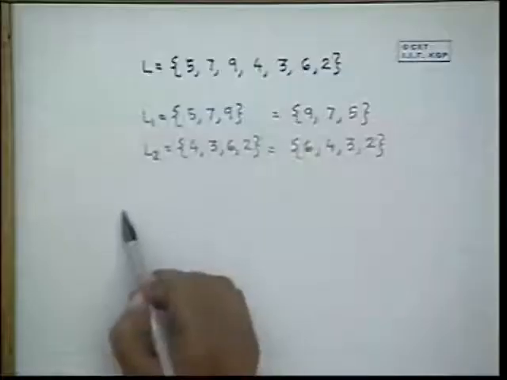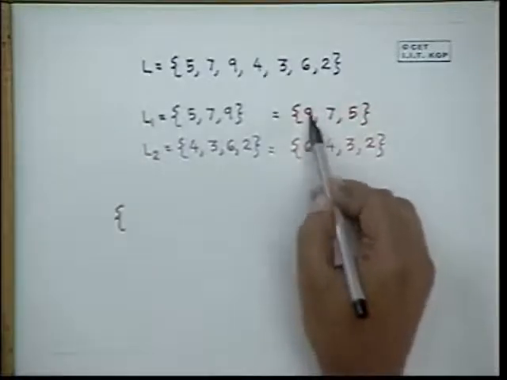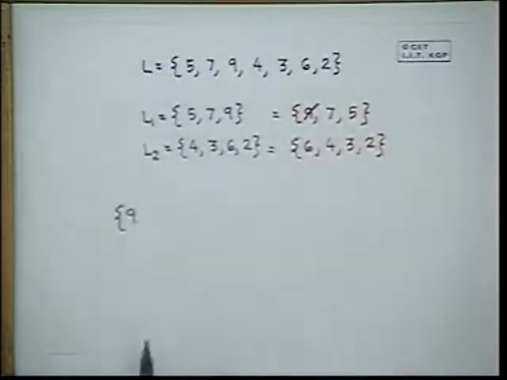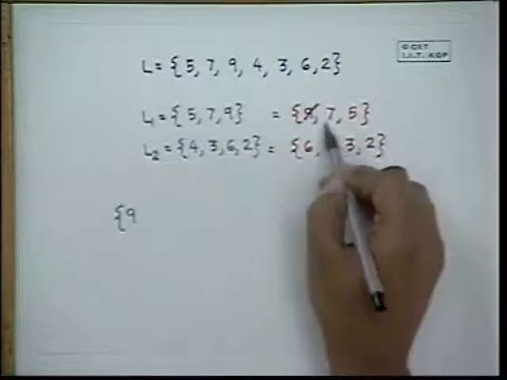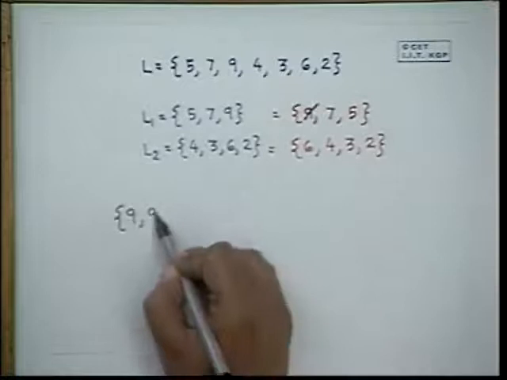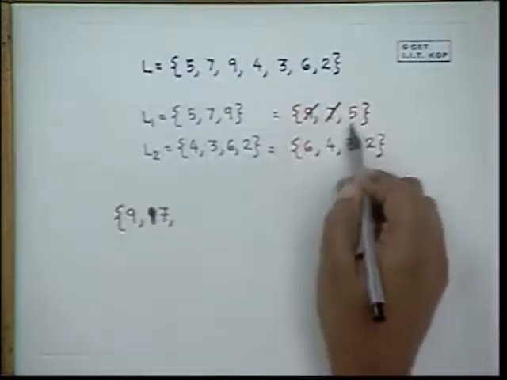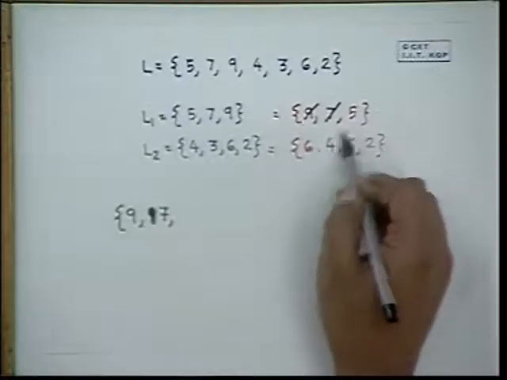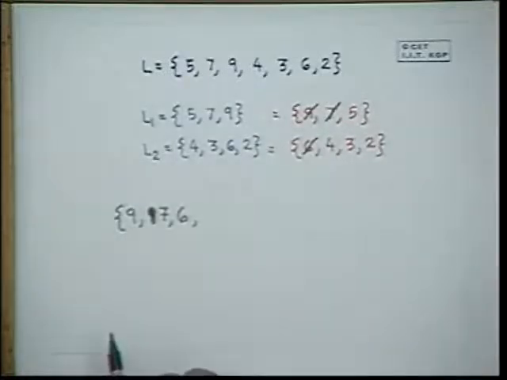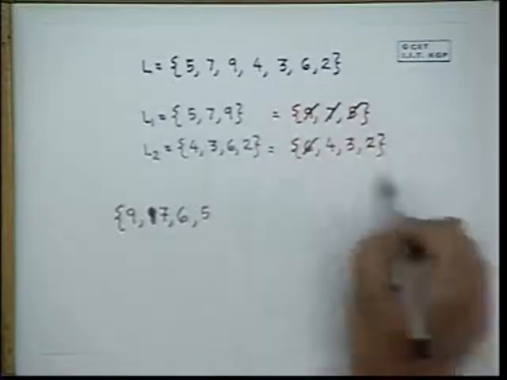I look at the first, I prepare a tentative list. I look at the first element. Whichever is the larger of the two, I put it here and remove it. Then again I see the first element of these two. Whichever is the larger of the two, I put it here and remove it. I check the first of the two again. The larger of the two, I put it here and remove it. When one of the lists becomes empty, I just copy the other one here.